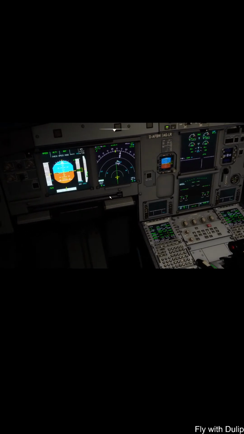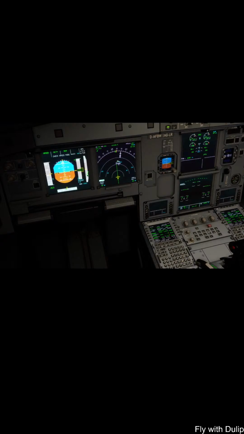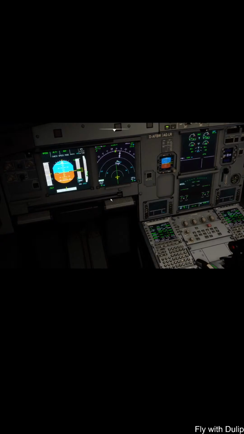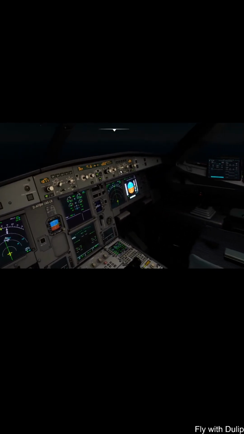SriLankan 103, continue descent to 5,000 feet. Continue descent to 5,000 feet, SriLankan 103. Okay, now we are descending to 5,000 feet.